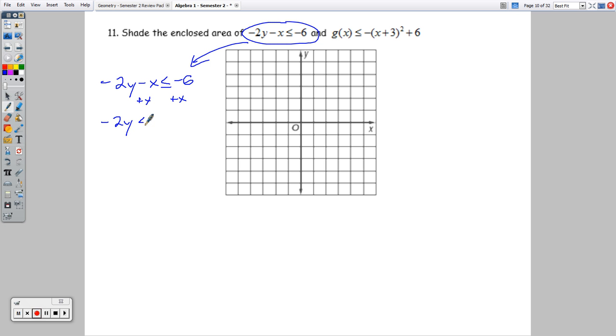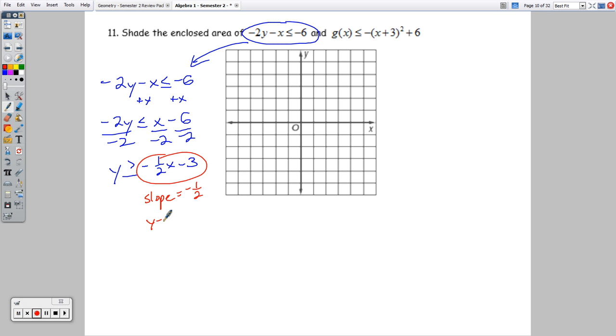So negative 2y is less than or equal to x minus 6. If you divide by negative 2, we're going to have y, and then remember, if you divide or multiply everything by a negative with inequalities, you've got to switch that sign. So we have negative 1/2 x minus 3. And then looking at that, you should notice that the slope is going to be negative 1/2, and the y-intercept is going to be negative 3.